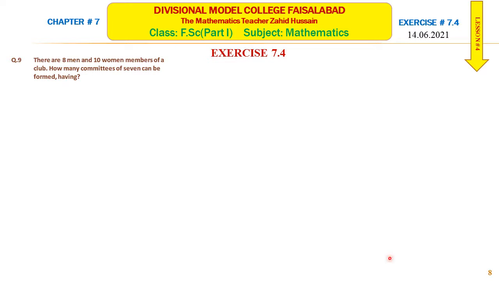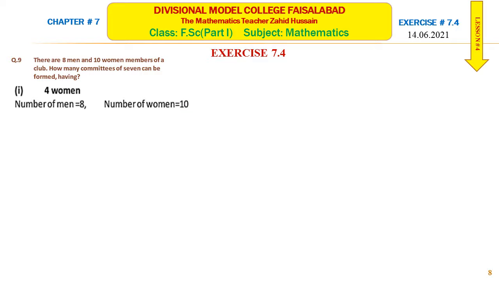Question number 9. There are 8 men and 10 women members of a club. How many committees of 7 can be formed having 4 women? So if you form a committee of 7 members in which there are 4 women, how many men will there be? There must be 3 men. So a committee of 7 persons having 4 women and 3 men. This is the case of multiplication of combinations.